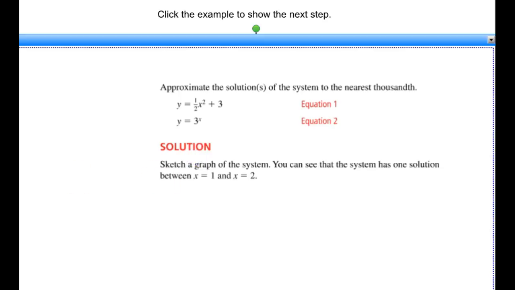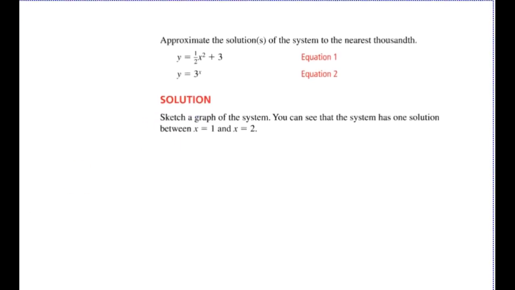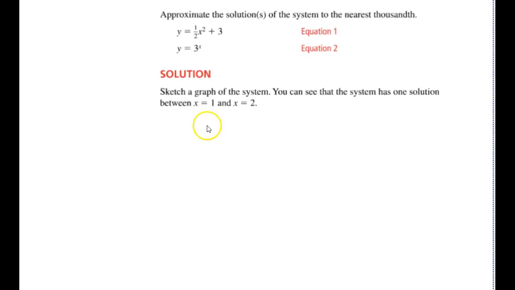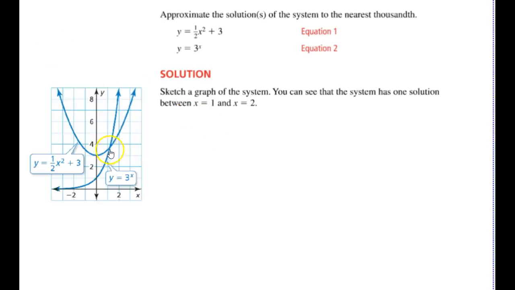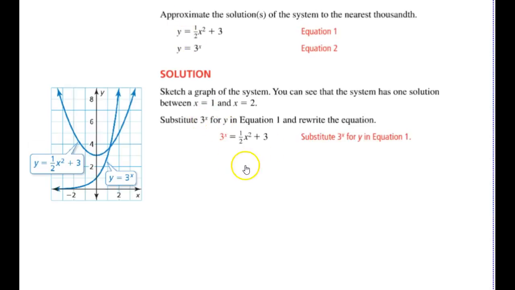So here I want to use some approximation methods. The first thing I do is sketch my graph, using Desmos or my graphing calculator. I can see here that I have a solution somewhere between 1 and 2, and it's closer to 1 than it is to 2. So I know I'm going to be dealing with some numbers closer to 1. Now I'm going to substitute this 3 to the x for y in my first equation and rewrite it where everything is on one side, set equal to 0.